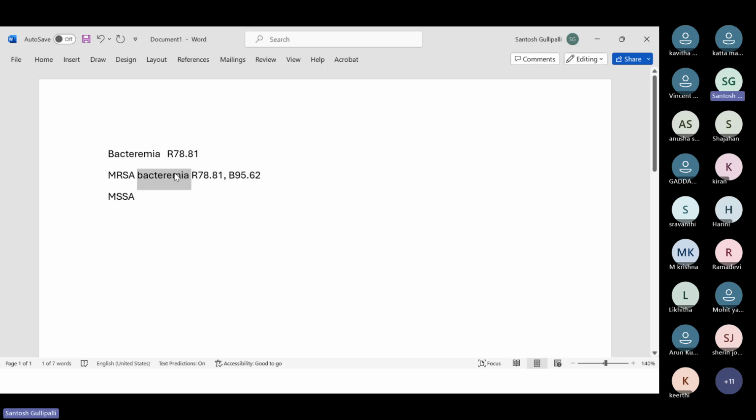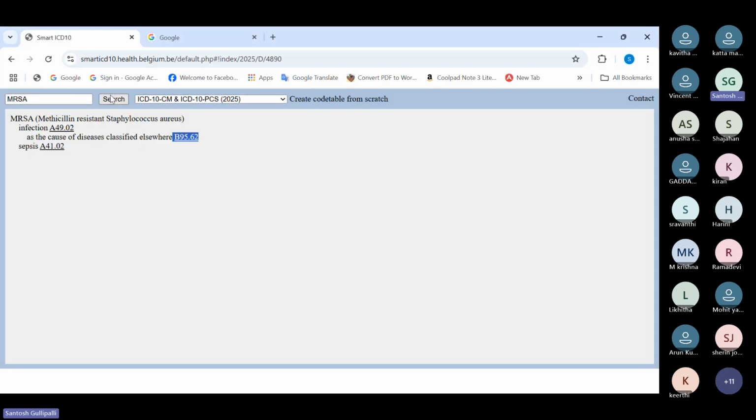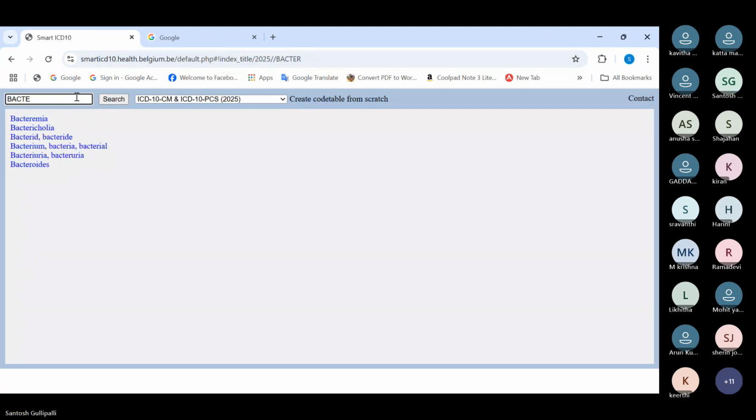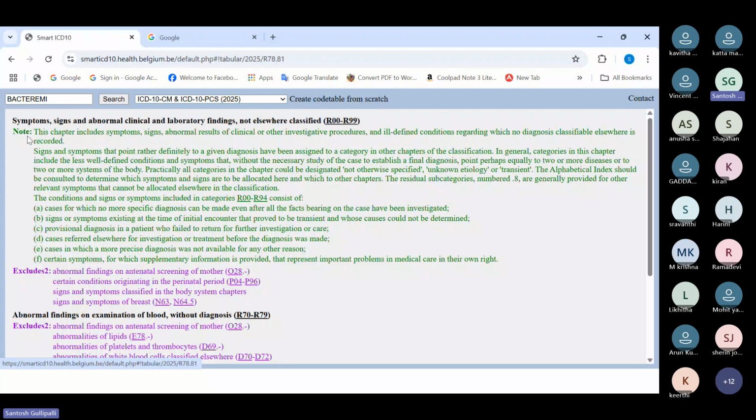Even for MSSA bacteremia, there is no specific combination code. So go to bacteremia. In bacteremia, there is no specific combination code for MSSA. So that's the reason you code first the bacteremia, R78.81.